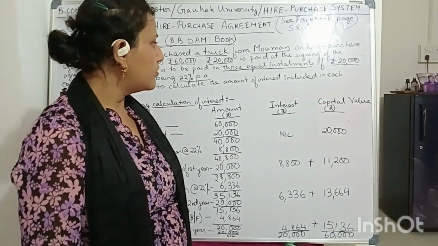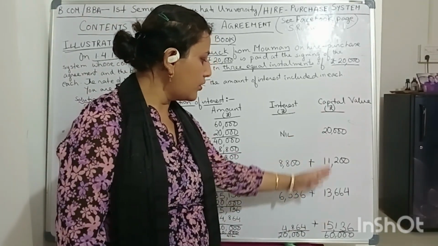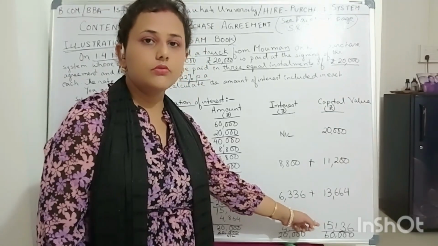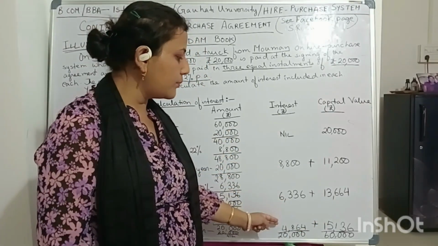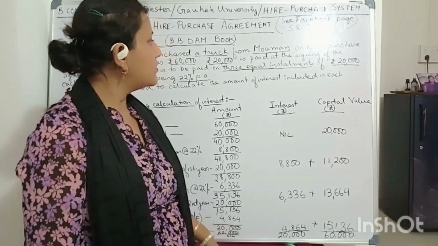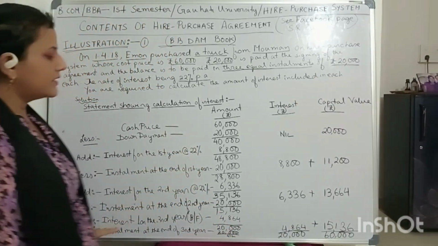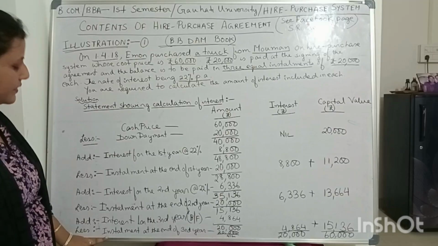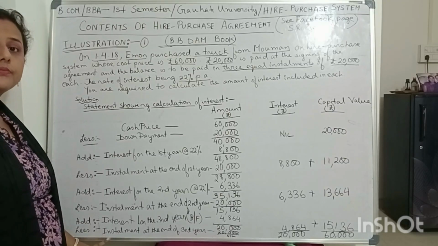So this is the value, the cash price of the truck. This is the total amount of interest included. So this is how the amount of interest is calculated in the hire purchase system. You just see.